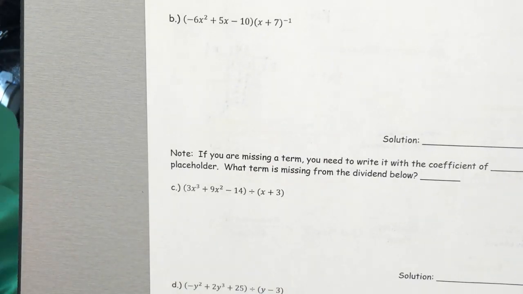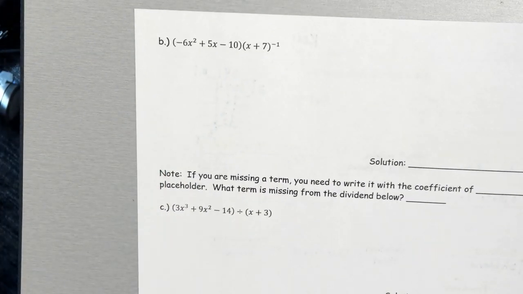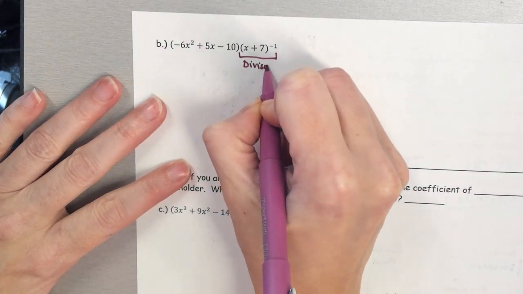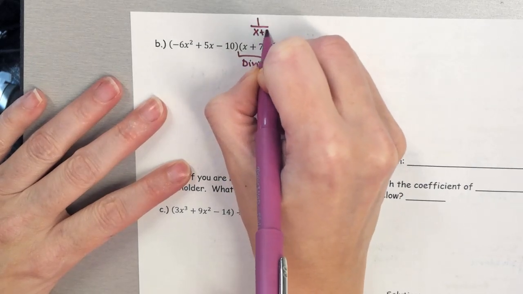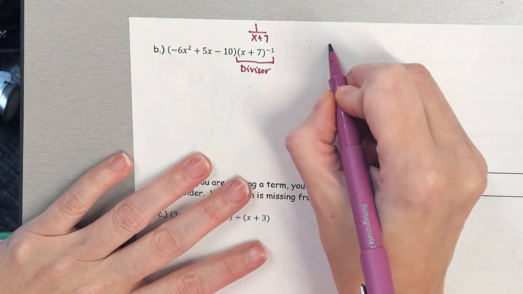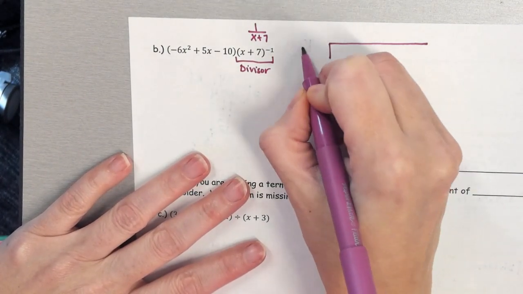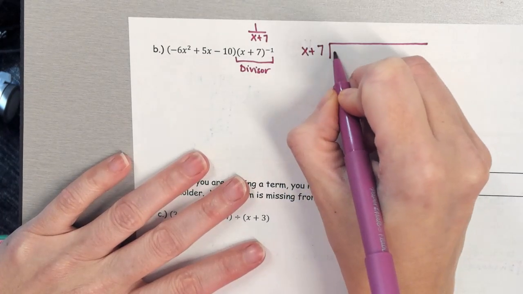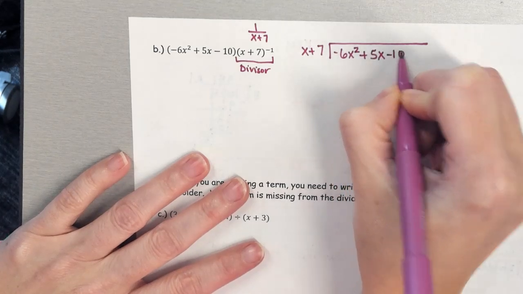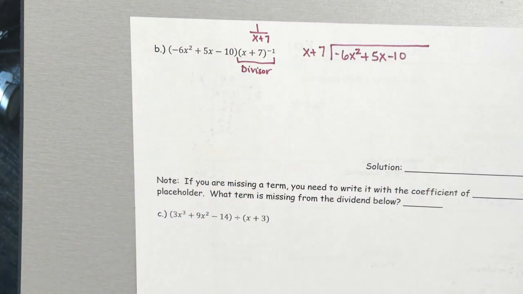All right, now for part B, this is another one where they're giving this to you in the form of an exponent that's -1. This is still going to be your divisor because remember, it means 1 over x plus 7. Okay, so you are dividing those. So let's set up our long division. And then I would like you to try the first step and then we'll verify that.